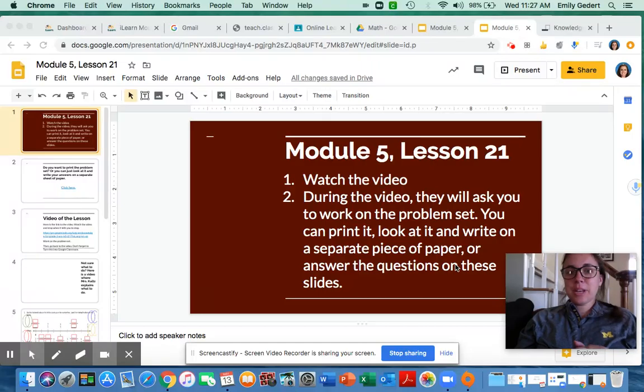Third graders, and welcome to Module 5, Lesson 21. I'm here to show you how to fill out your problem set if you're doing it on the computer.